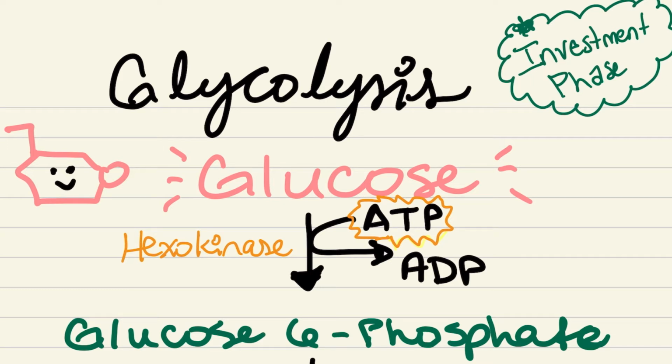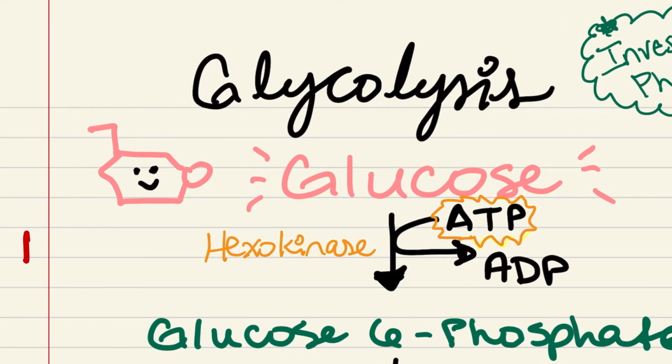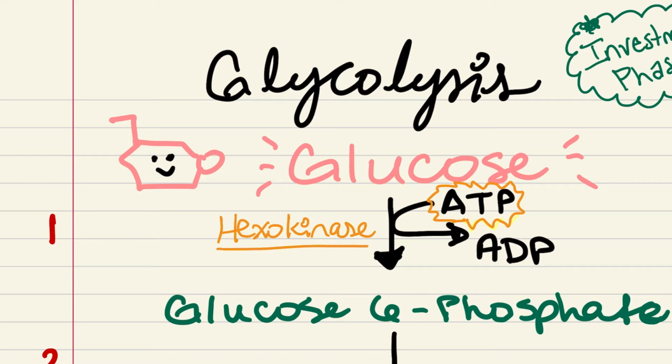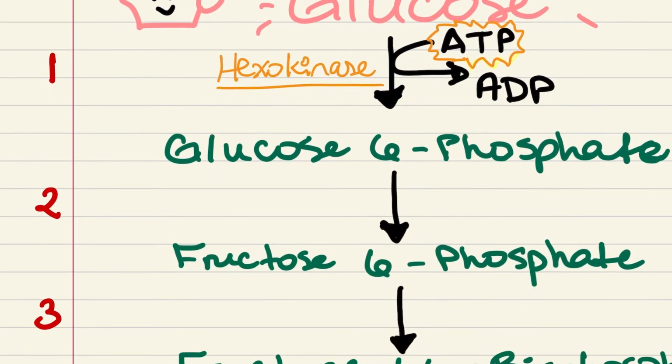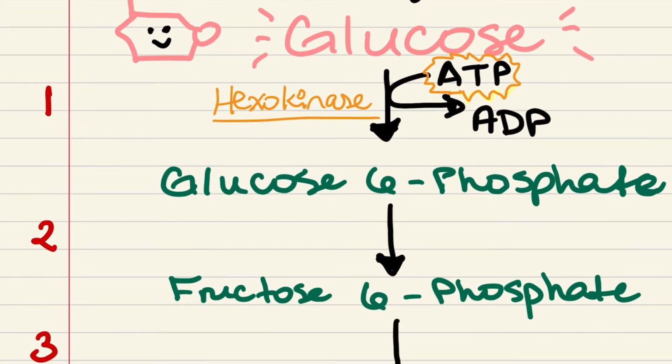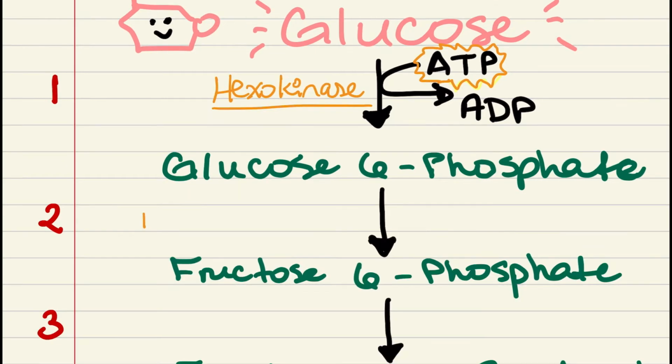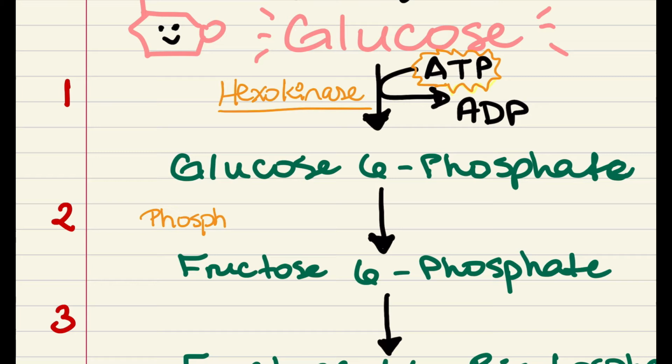So here's our happy little glucose. And that's just the molecular structure that it looks like. And glucose is converted into glucose 6-phosphate by hexokinase. And hexokinase takes a phosphate from ATP and adds it onto glucose, leaving ADP. So after that process, we will then have glucose 6-phosphate. And glucose 6-phosphate basically is the happy glucose from before, but it has a phosphate group added onto it.